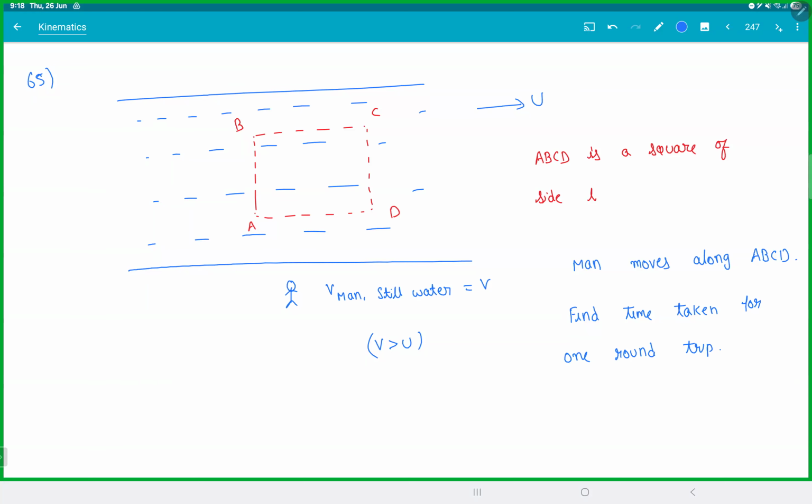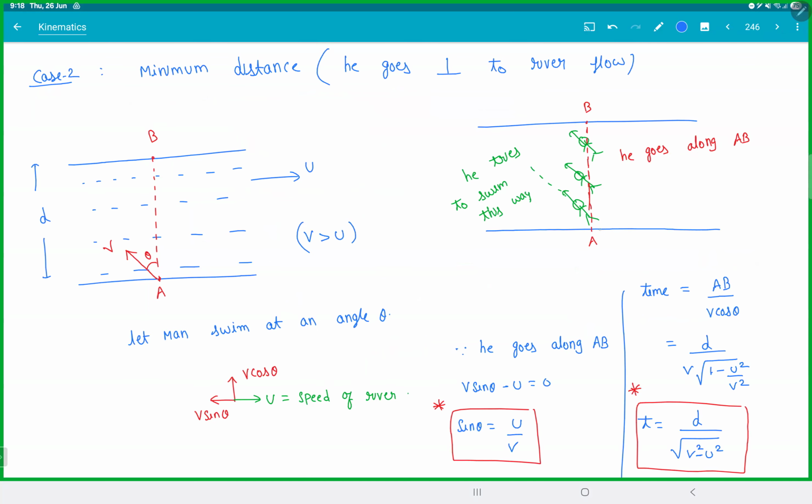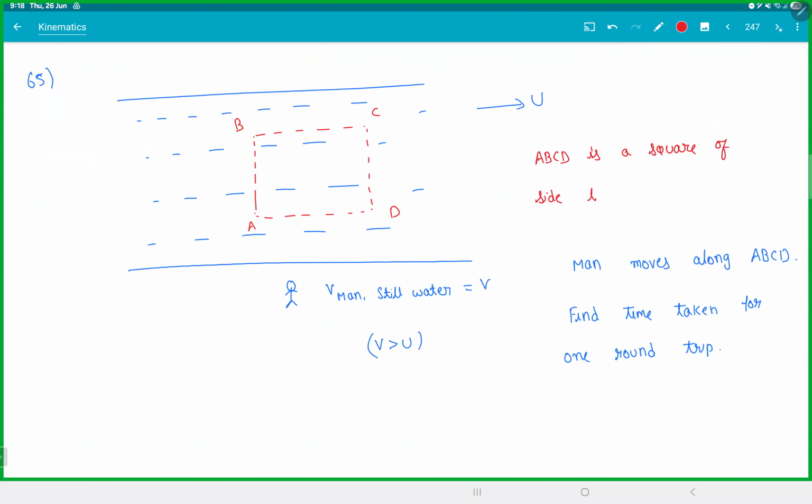He's not swimming along AB. He's actually going along AB. Understand the difference between the two words. The way I swim need not be the way I go. Look at this question. How am I trying to swim? I'm trying to swim this way. How am I going? I'm actually going this way, vertically. Are you getting the difference? So how I swim and how I go are two different things. In a swimming pool, the way I swim is also the way I go. But in a river, because the river is pushing you, it will change. If you understood the difference between those two words, I think you got the hang of it.